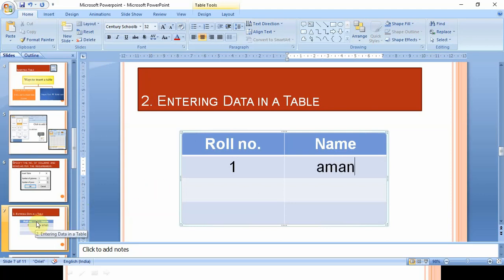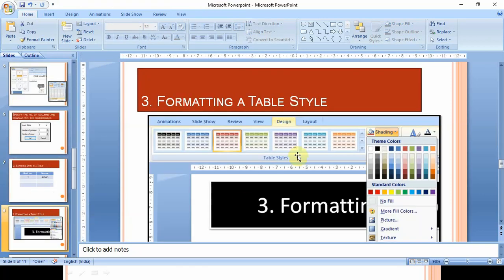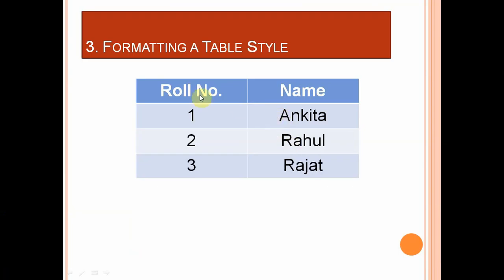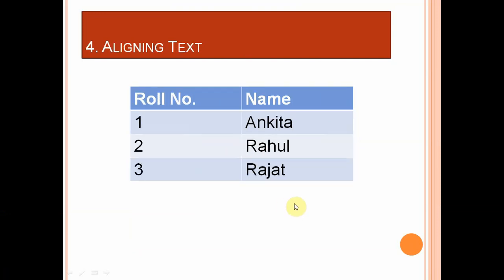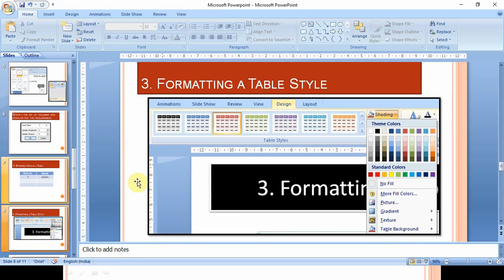Now the next topic: after entering the data, obviously we need to format our table. So to format a table, I need to go to the table that I have created and select it. Then I have to go to the design tab and layout tab. The moment we create a table, right?